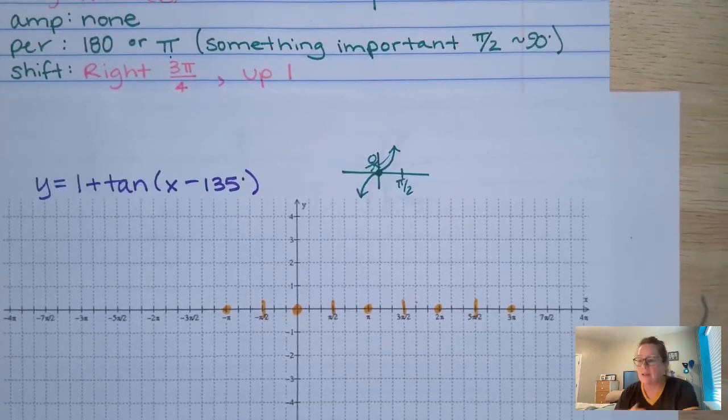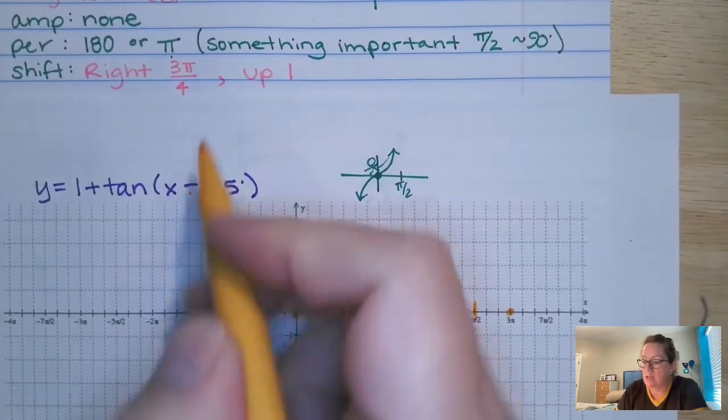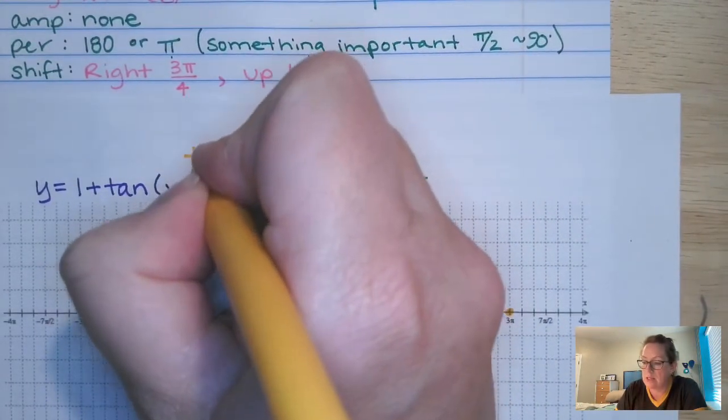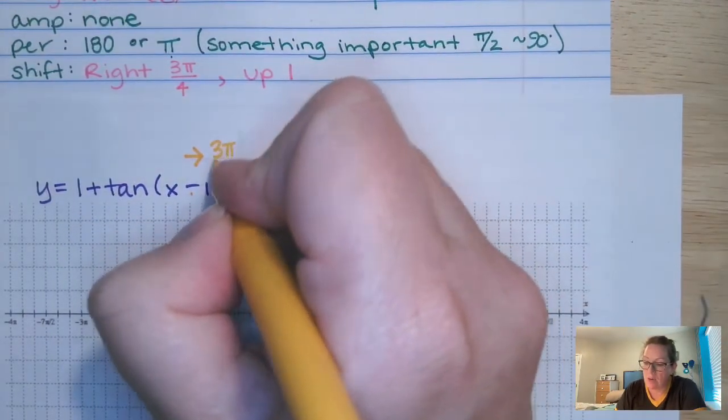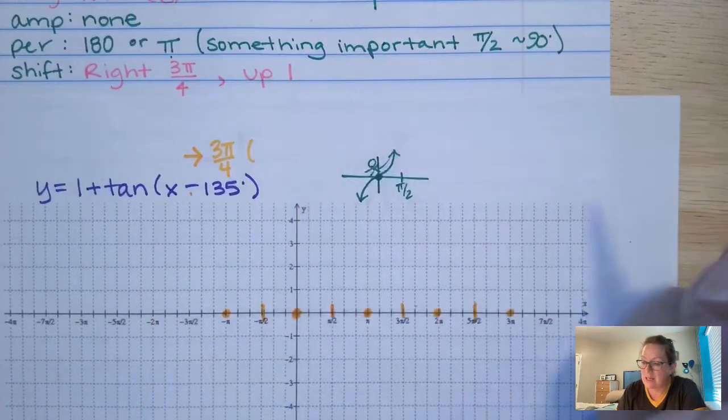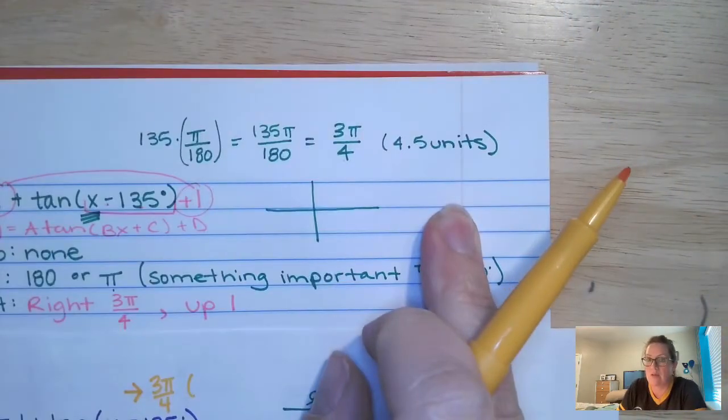Okay, now let's do our shifts. So remember, the negative means we're really going right, and we're going right 180 degrees, which is 3 pi over 4, which really in this case is, what did we say? 4.5 units.